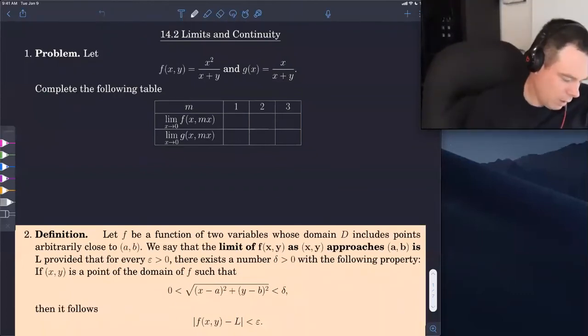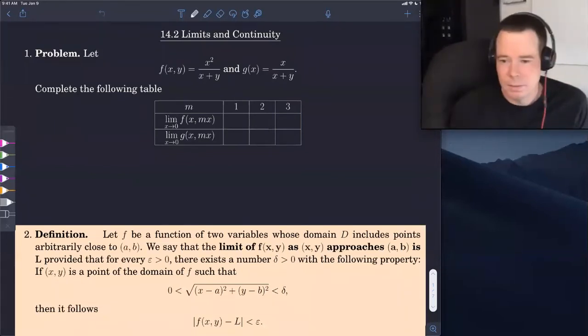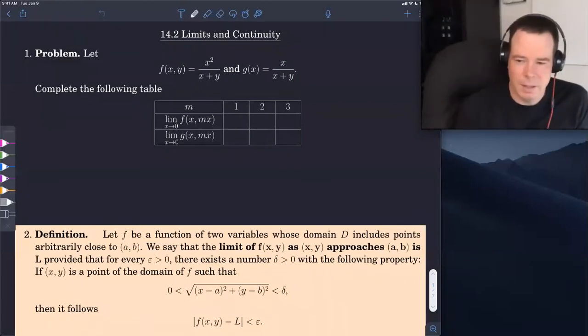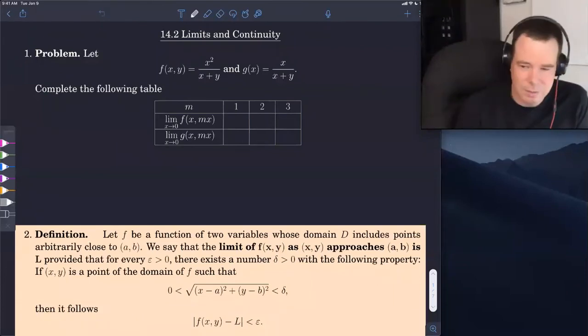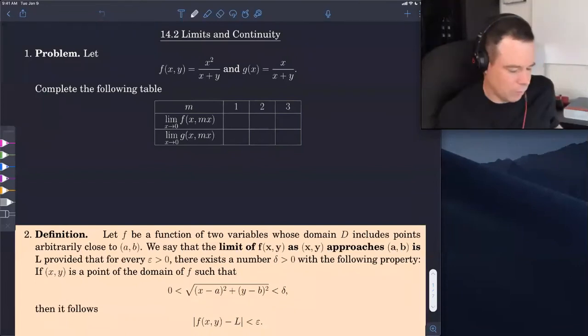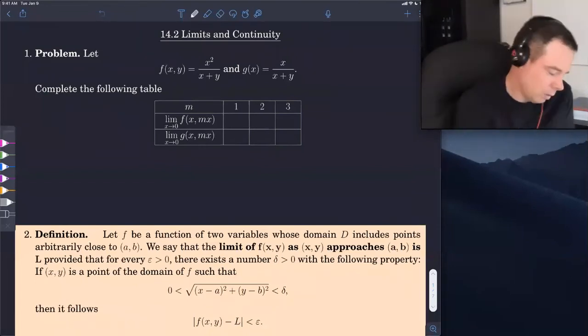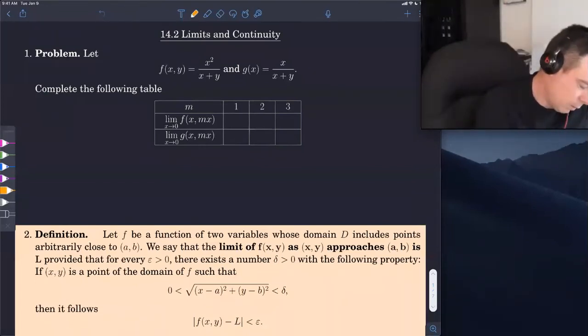We've got this function f, and we're going to fill out the table. So let's work out what is the limit as x goes to 0 of f of x comma mx. Now that's just a function of one variable now, because you'll notice that we've replaced the y variable with mx. So ultimately, this is a function of one variable, and it's something we know how to work out. So let's actually just go ahead and work that out.